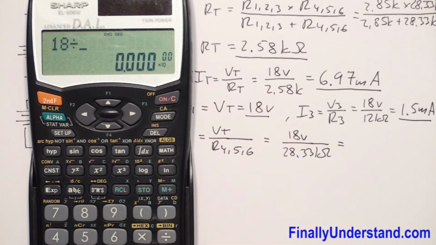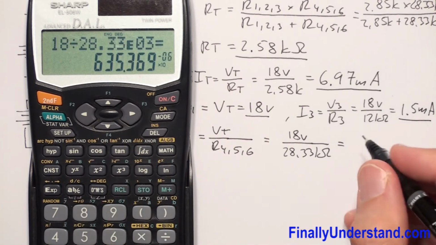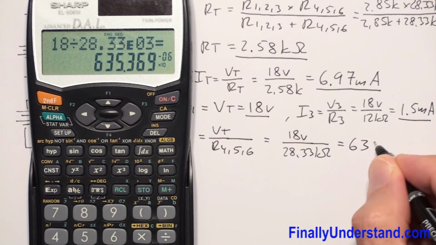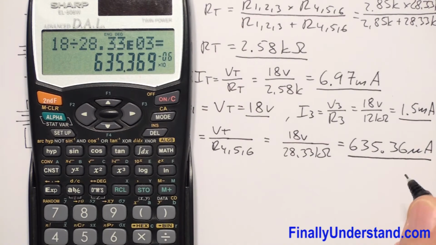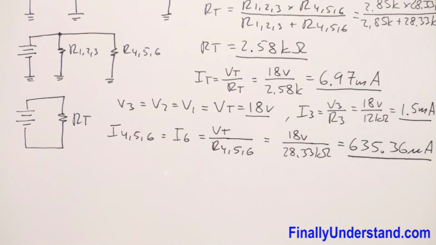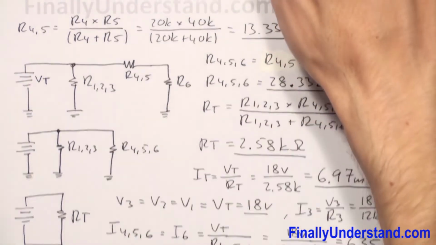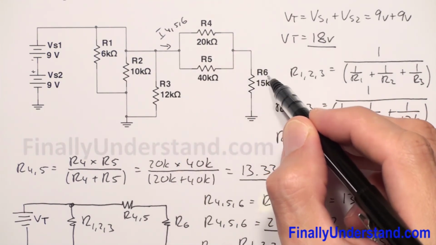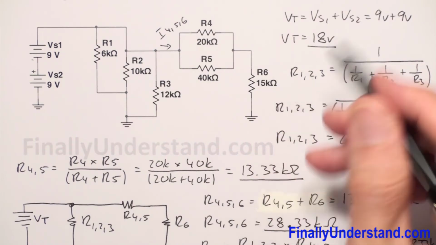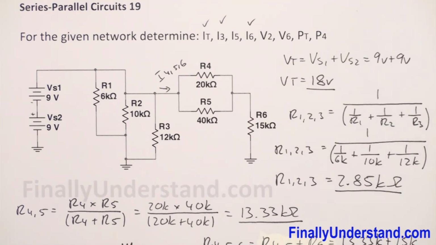This is equal to 18 divided by 28.33 exponent 3, which is equal to 635.36 microamps. Okay, so this is the current which goes through this part of the circuit and will go through the resistor R6. The problem is asking me to find I6, so we can say that we found I6.